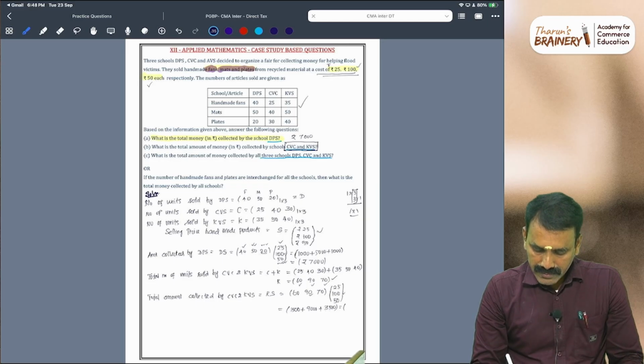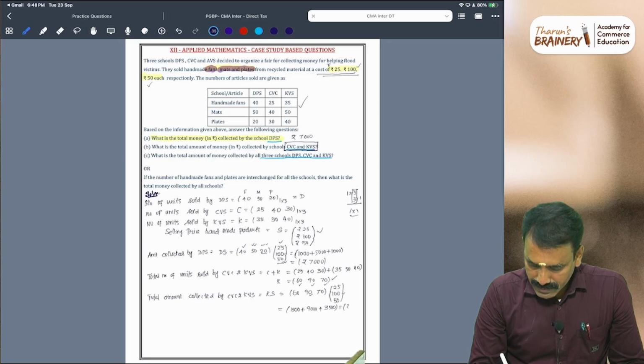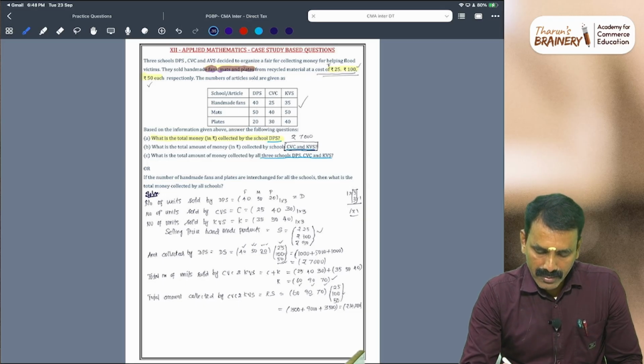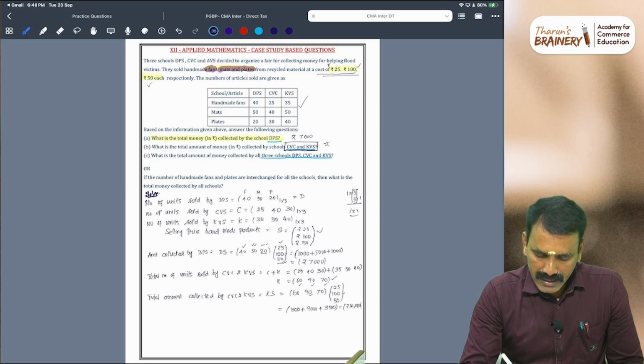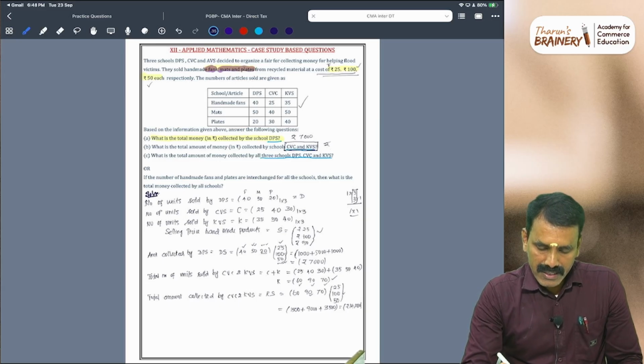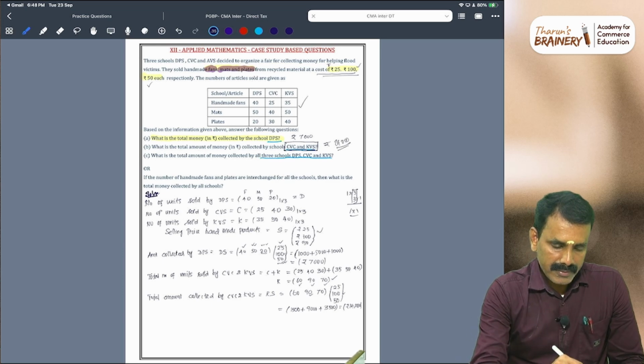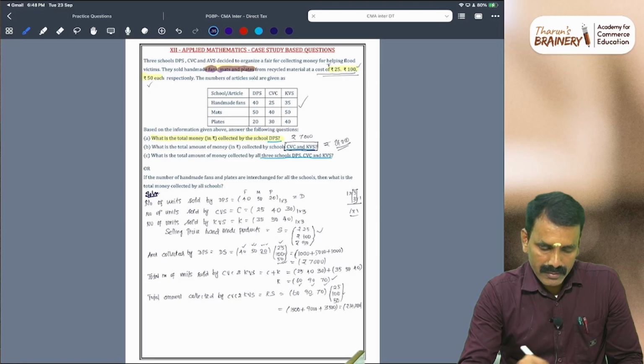3500 plus 1500 is going to be 5000. 5000 plus 9000, it is going to be rupees how much? 14,000. So this is the answer for the second question. So the amount collected by selling the handmade products by both the schools CVC and KVS is going to be equal to rupees 14,000.